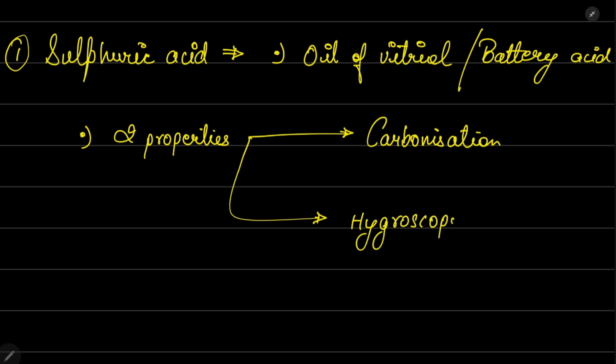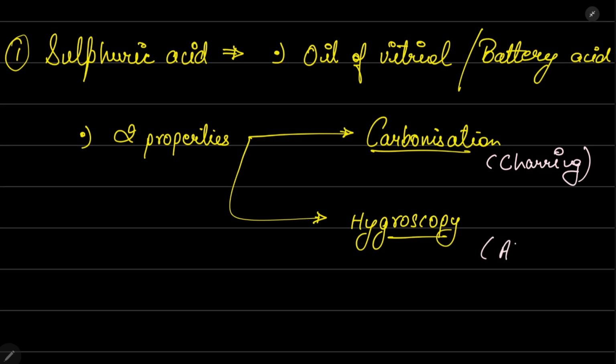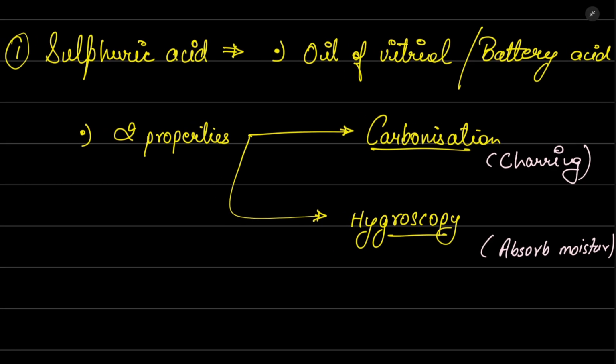What is carbonization? What is hygroscopy? Carbonization is nothing but charring. It causes charring of whatever tissue it comes in contact with. Hygroscopy means that it absorbs moisture and makes the area dry. So these are the two main properties we are going to see in sulfuric acid poisoning.